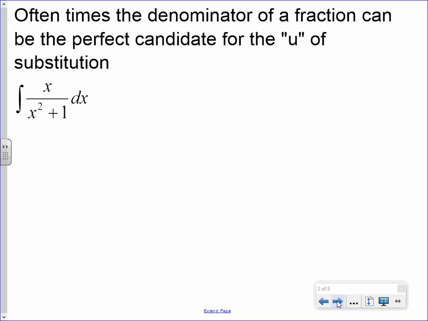What? We have that joke for our worksheet. We have that. Oh, yeah.